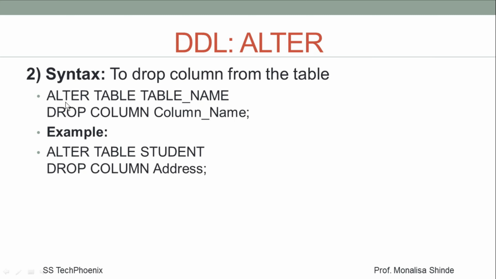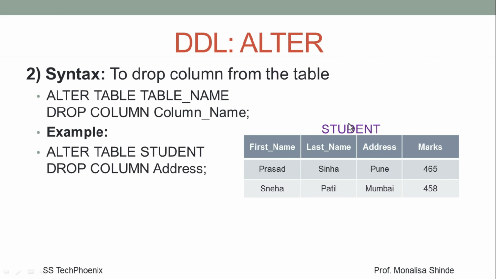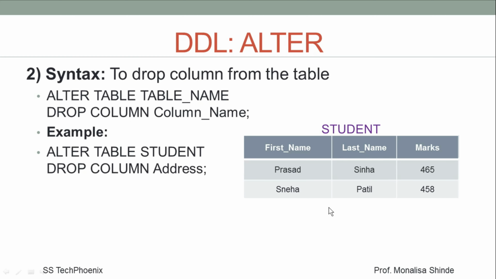For that, syntax is alter table table name. We have to specify the words drop column and here the column name, the column which we want to delete from the table. So example is alter table student. See, student is the table and here we want to drop the column address. We don't need this address column, so we need to drop or delete this address column using the alter table command.